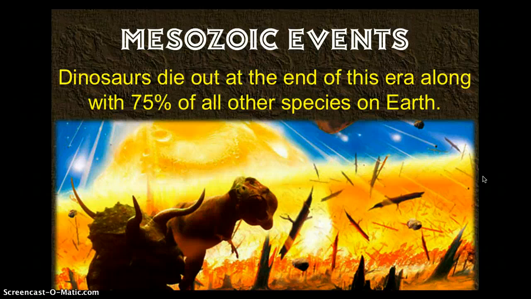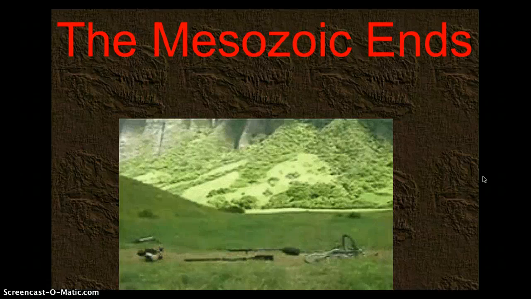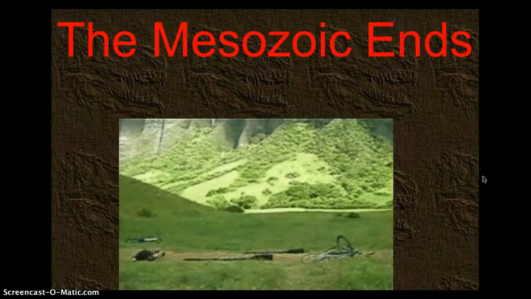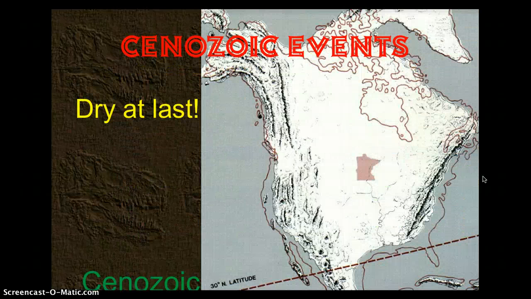This mass extinction that we find at the end of the Mesozoic wiped out 75% of all species. Dinosaurs were just among that 75%, but it impacted all life forms all across all of the different kingdoms. What survived then after the end of the Mesozoic? Well, mammals made it through, and birds made it through, and a fair number of other animals. So life thrives again after the Mesozoic mass extinction.